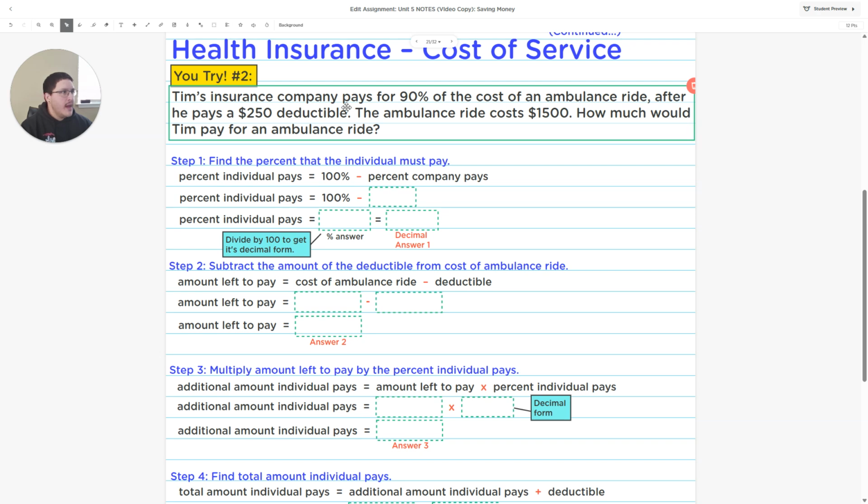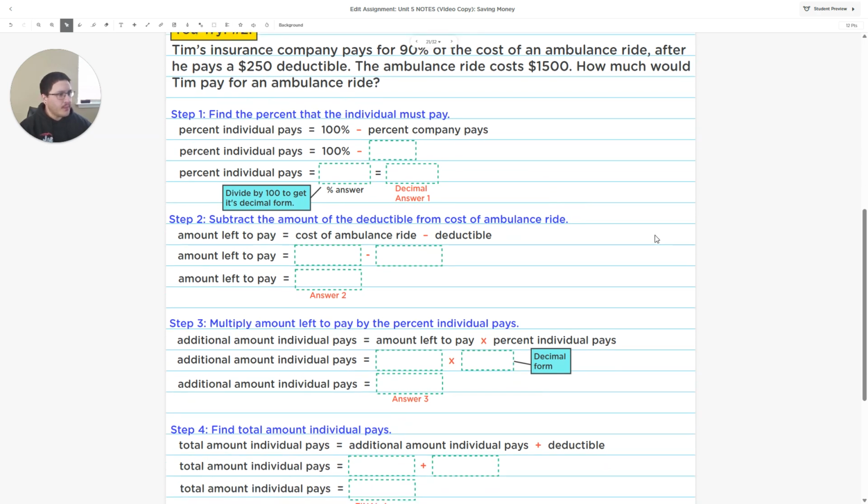Tim's insurance company pays for 90% of the cost of an ambulance ride after he pays a $250 deductible. The ambulance ride costs $1,500. How much would Tim pay for an ambulance ride? So, at this moment, I would like for y'all to pause the video, go through the steps, and see if you could get the final answer for this problem. Otherwise, I'm going to continue on and show y'all how to do this.